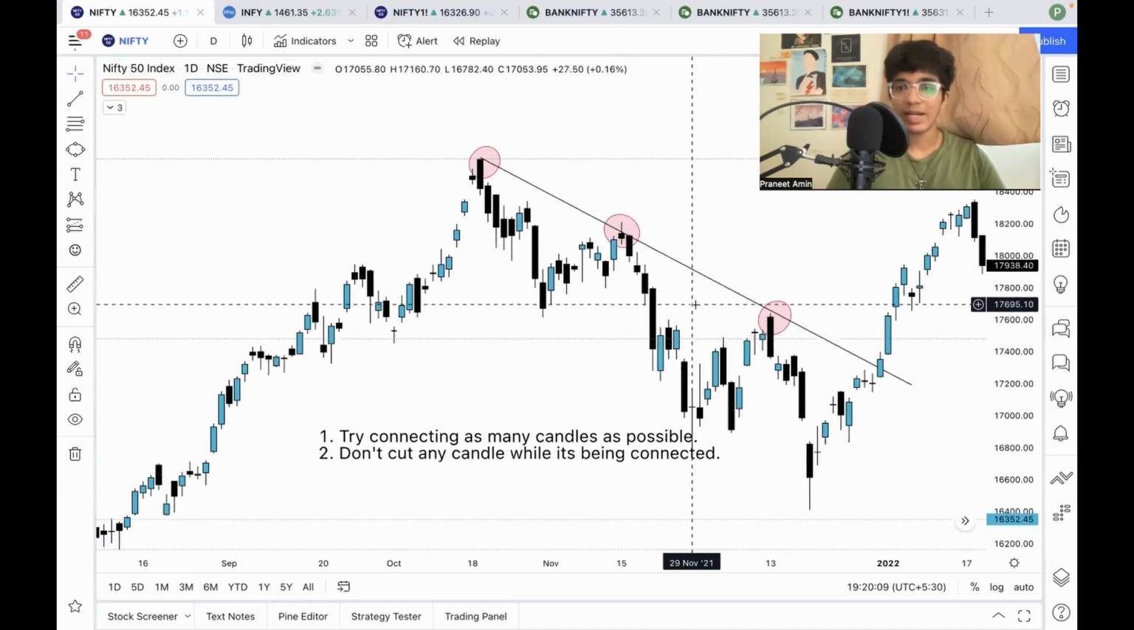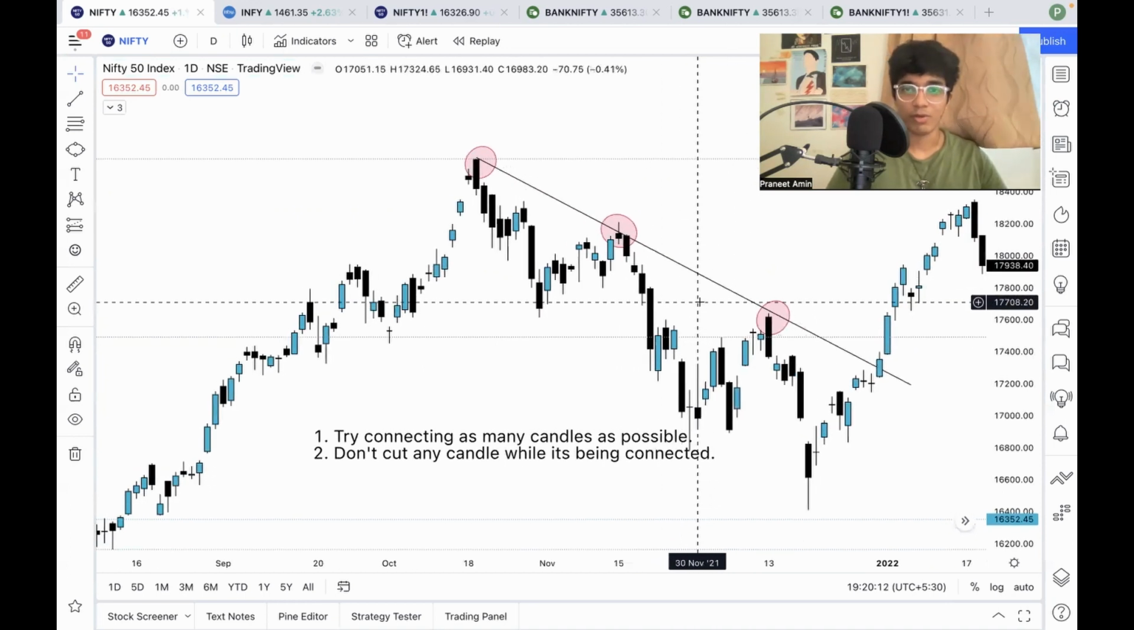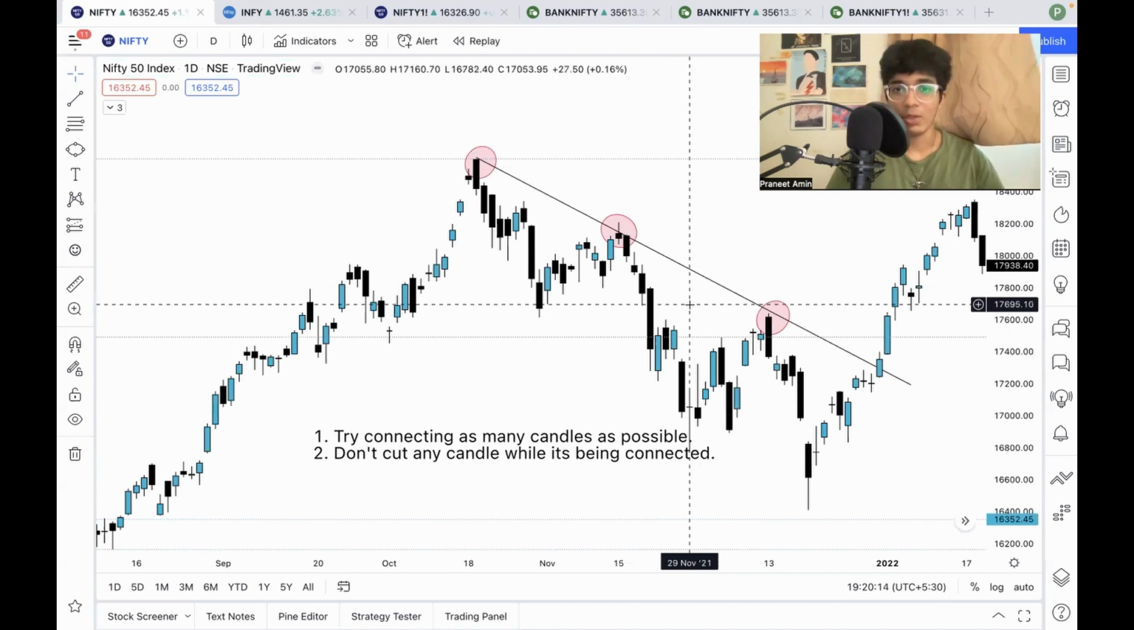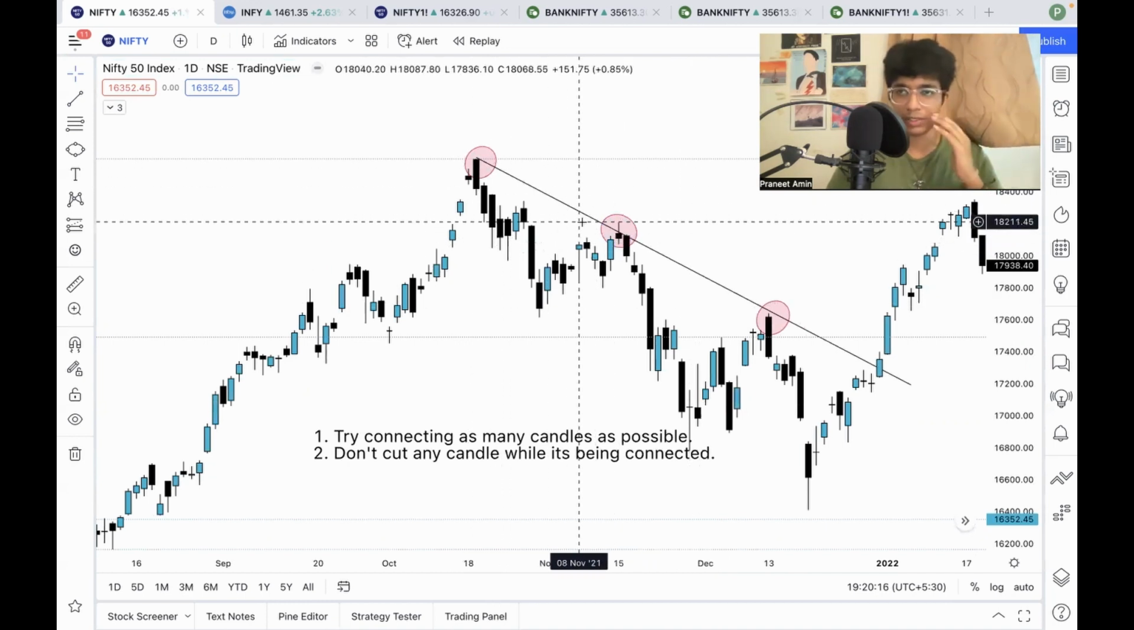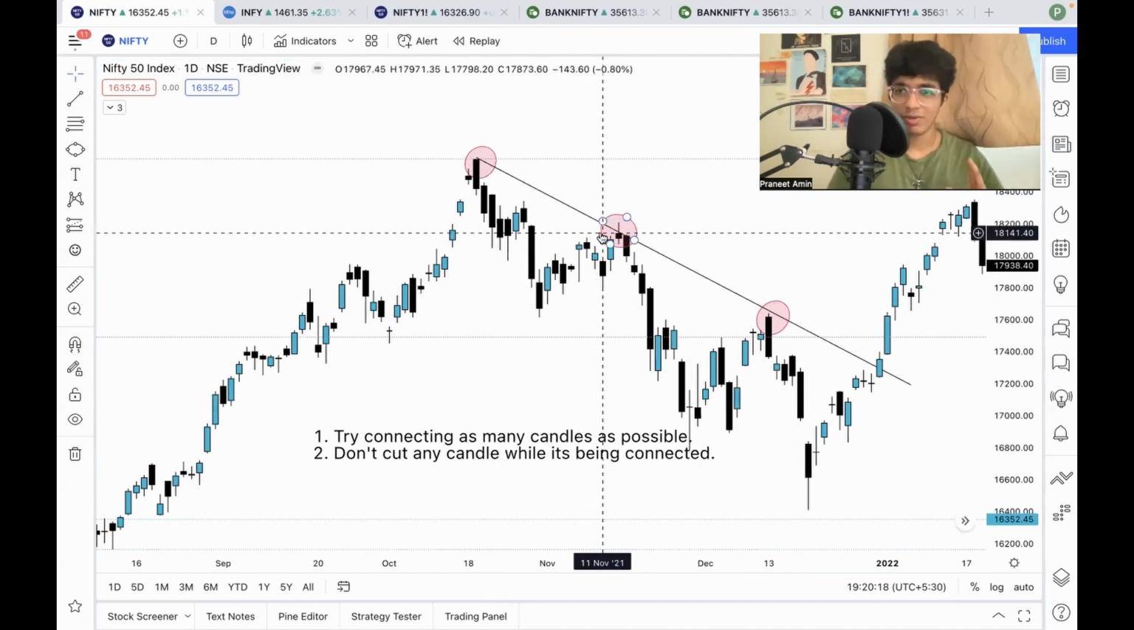And how do you trade trend lines? Now see, one example of trading. So again, when do you get the trend line? After these two points are made. Now there are two ways of trading trend lines.